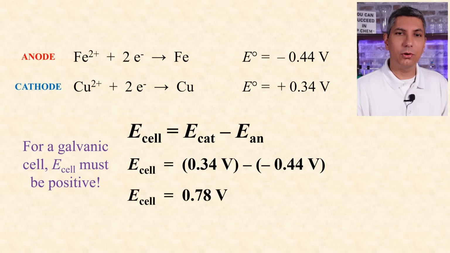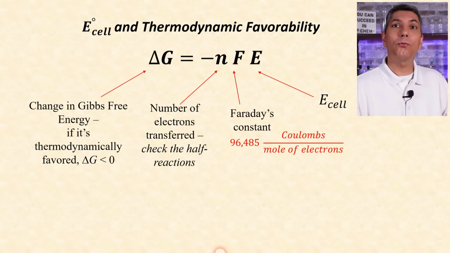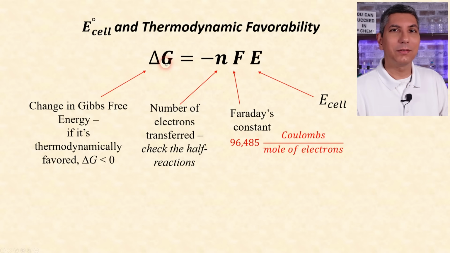The cell potential is related to the thermodynamic favorability of the cell by this equation. The delta G of the cell equals the opposite of the number of electrons transferred in the balanced equation times Faraday's constant, which is 96,485 coulombs per mole of electrons, times the cell potential. We can determine the n by balancing the equation. So if we know the delta G or the cell potential, we can calculate the other one.